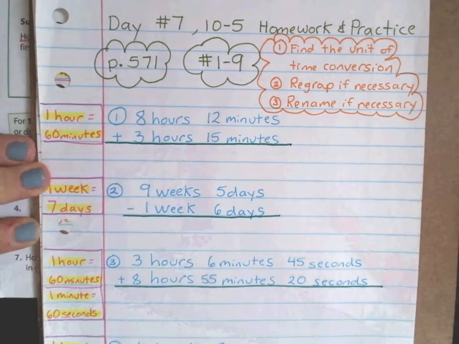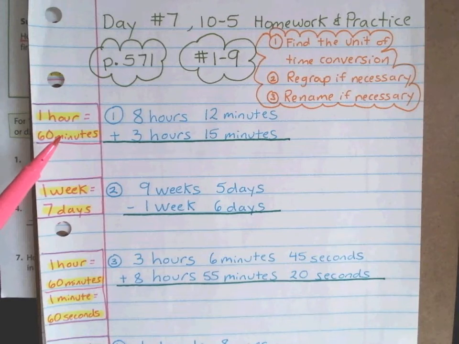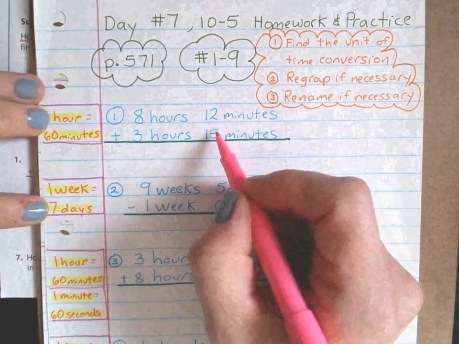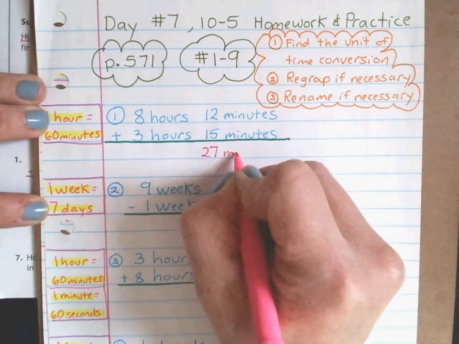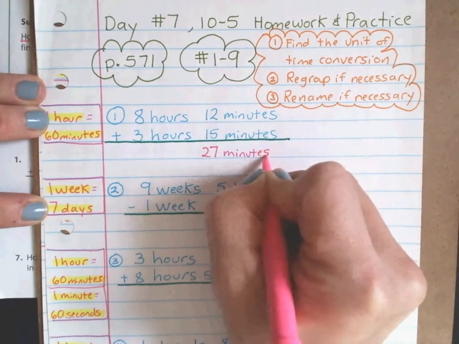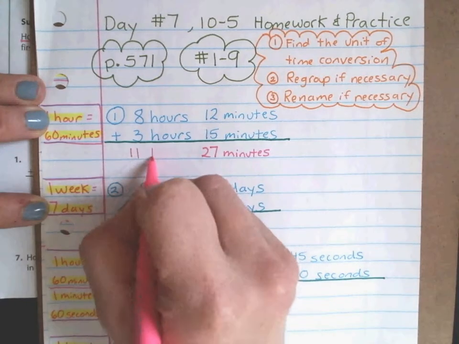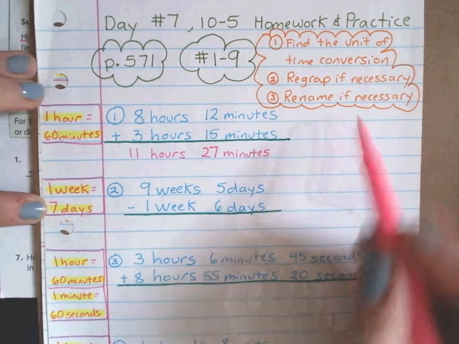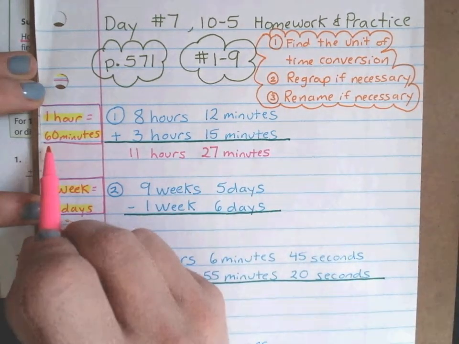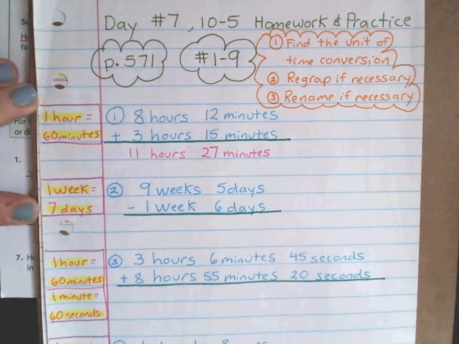I've got 8 hours and 12 minutes plus 3 hours and 15 minutes. So I know my unit of time conversion would be 1 hour equals 60 minutes. So now I'm going to add 2 plus 5 is 7, and 1 plus 1 is 2. So I've got 27 minutes, and I did not need to regroup there. Then I've got 8 hours plus 3 hours is 11 hours. So let me see if I need to rename. 27 minutes is less than the 60 minutes, so I do not need to rename that, so I am good to go.